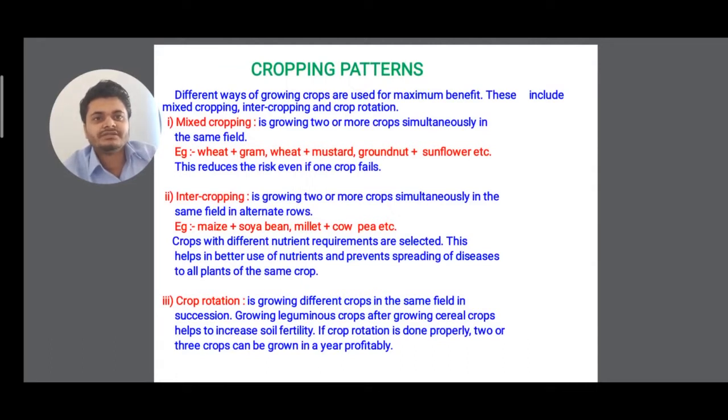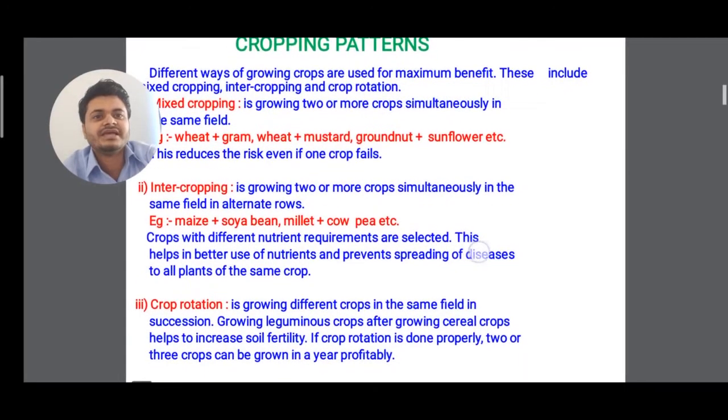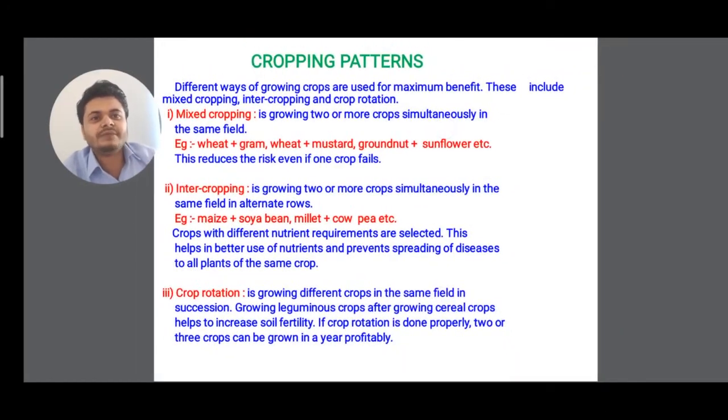First is mixed cropping. What is mixed cropping? It is a method of growing two or more crops simultaneously in the same field. Clear? An example is wheat and gram, so two crops. Next, wheat plus mustard, two crops. Next, groundnut and sunflower. This reduces the risk even if one crop fails. If one crop fails, the other will yield the fruit. Isn't it? So the farmer can harvest.